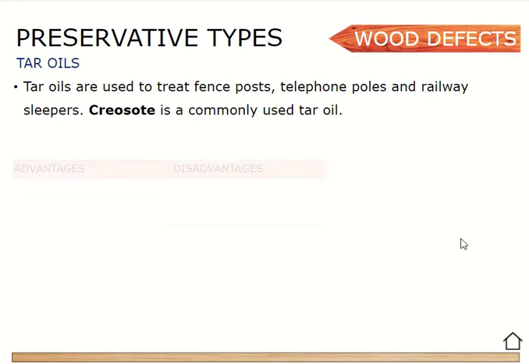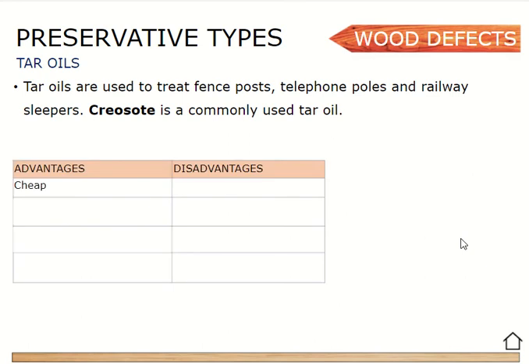Okay. The advantages of tar oil is it's very cheap. It penetrates into the wood. Okay, so it soaks into the wood. It's very toxic to insects and fungi, so that's why it's good at preventing any insect or fungi attack.